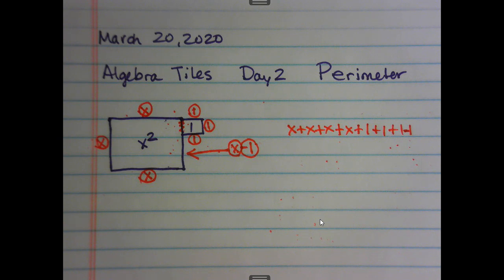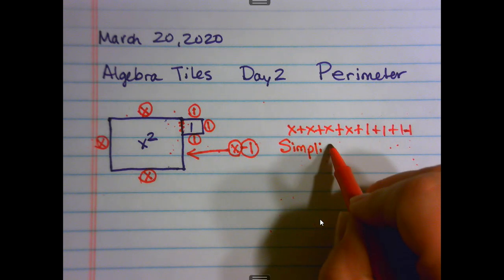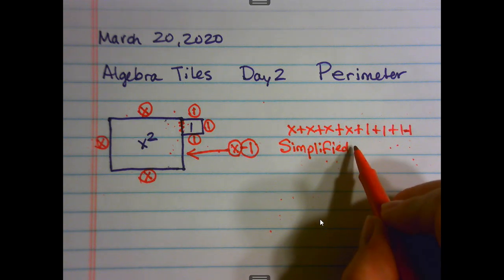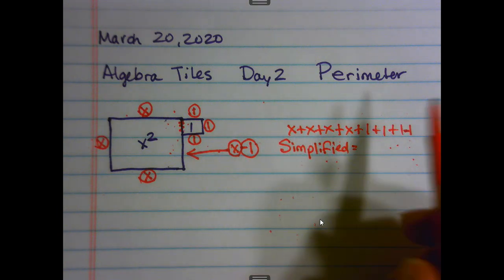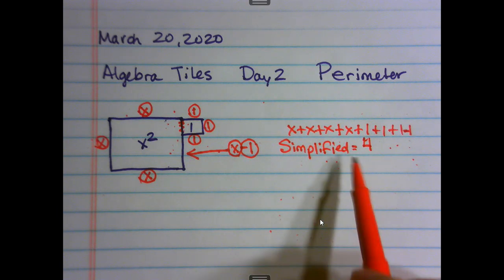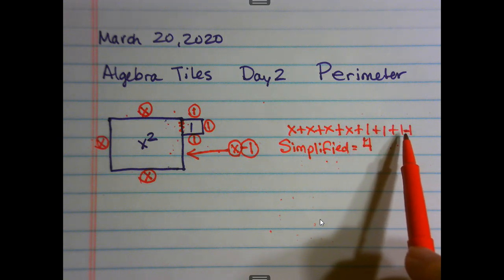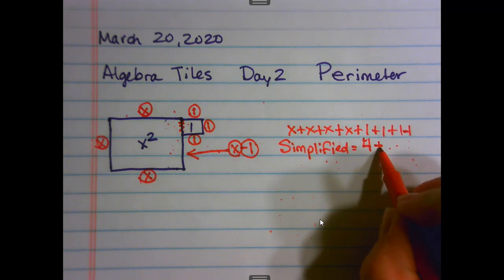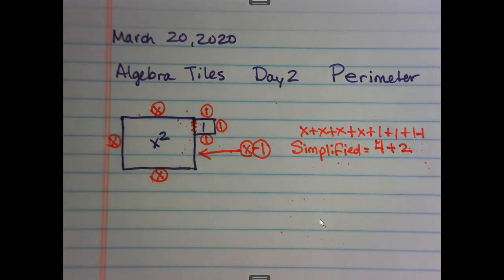That's not a very user-friendly expression, so I'm going to go ahead and simplify that. I'm going to write a simplified expression. So what I'm doing here is I'm going to combine the like terms, and I've got 1, 2, 3, 4 X's, and then I've got 1, 2, 3 ones, subtract 1, and I end up with 4X plus 2. And that is my expression for my perimeter for this set of algebra tiles.